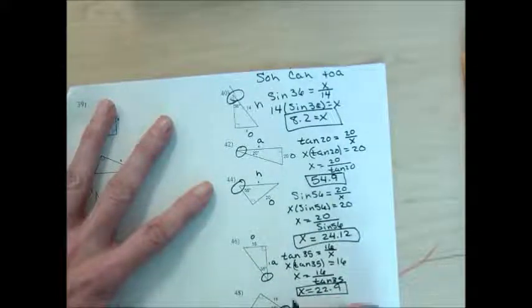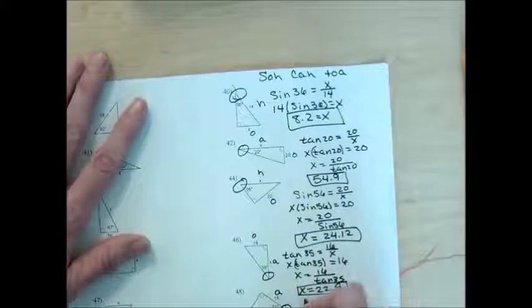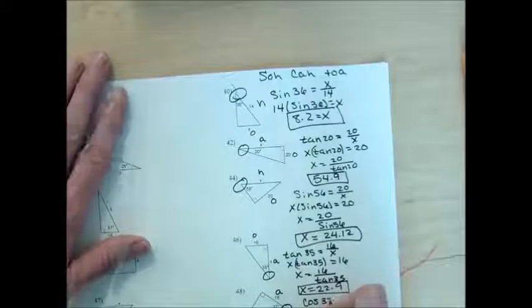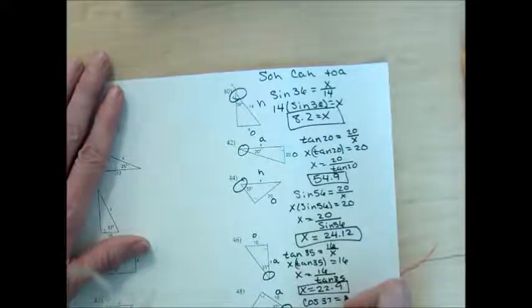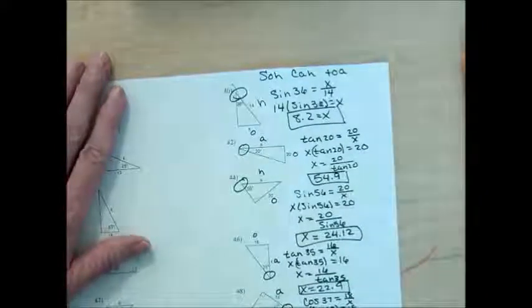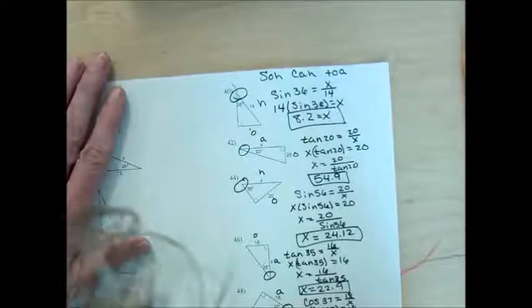Okay, circle my angle. I have hypotenuse and adjacent. Hypotenuse and adjacent is cosine. So cosine of 37 equals adjacent, which is 18, over hypotenuse, which is x. So x times the cosine of 37 equals 18. So x equals 18 divided by the cosine of 37. Which is 22.5.